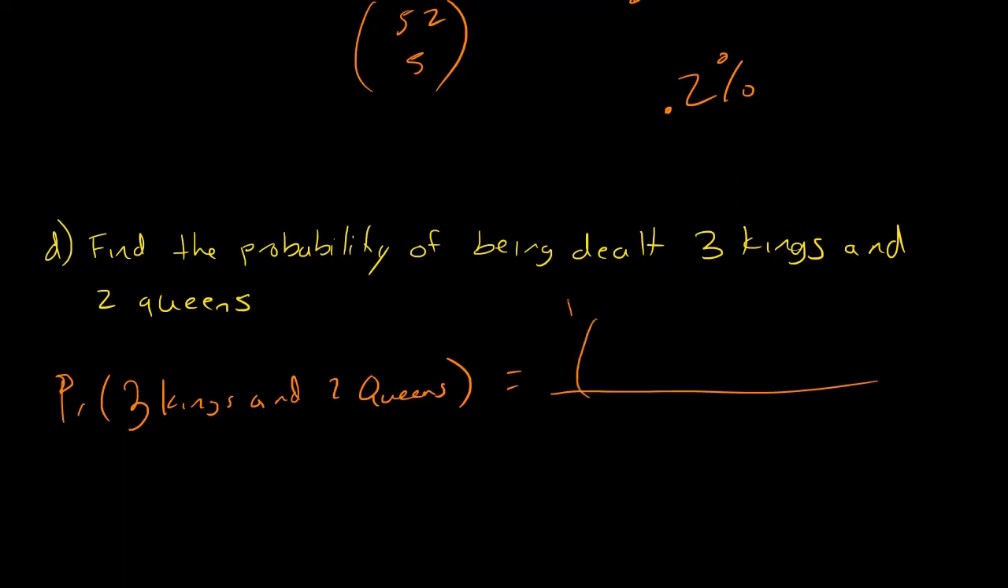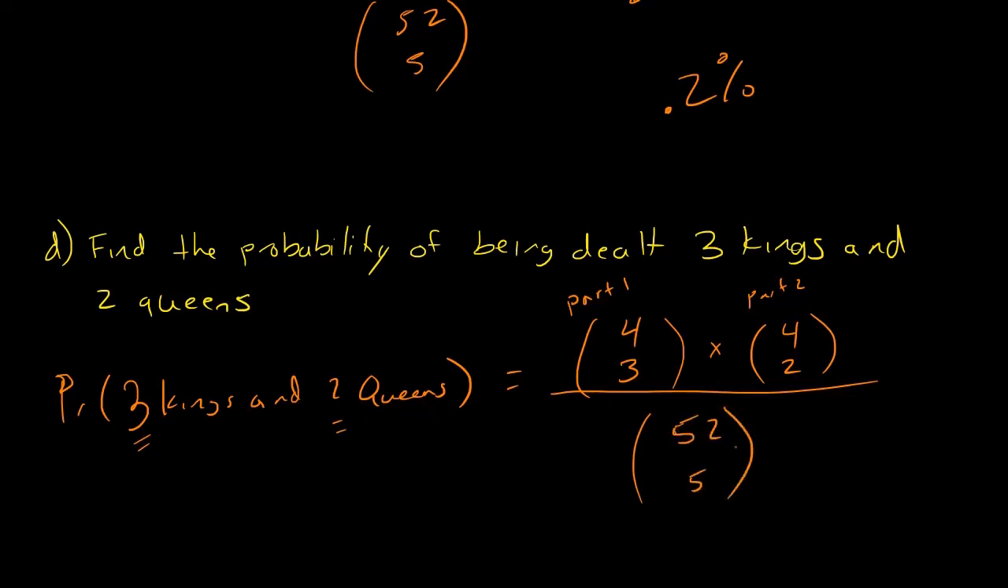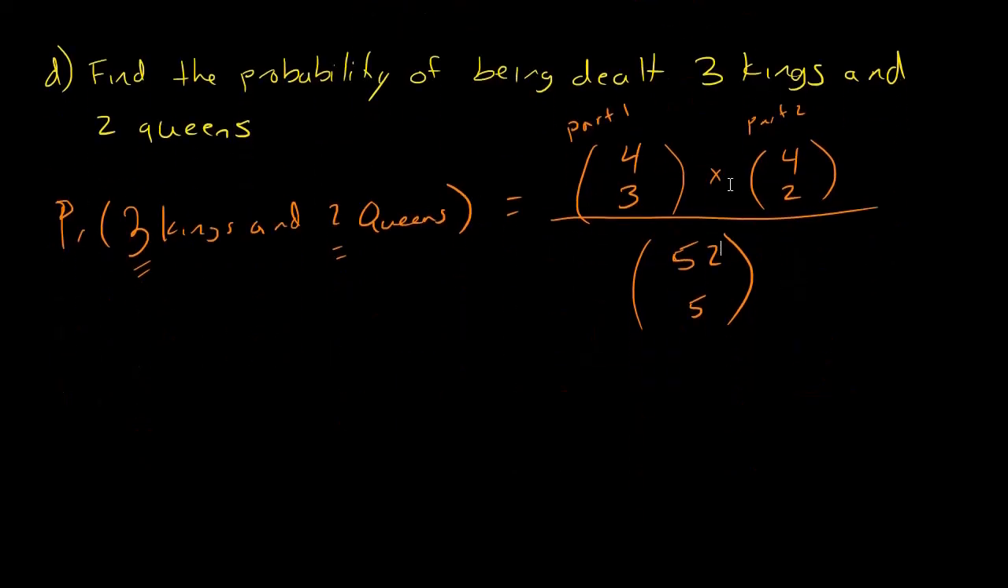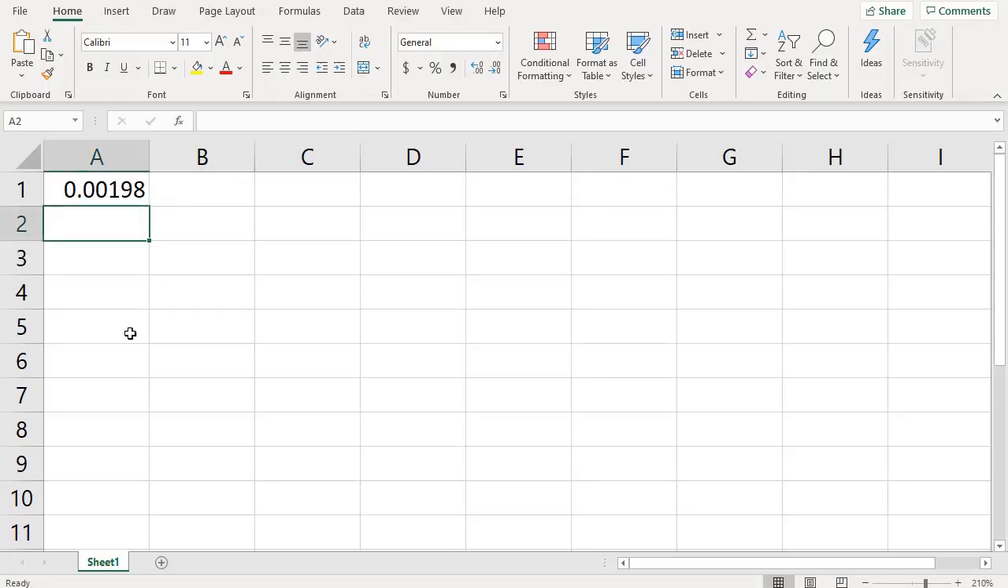So this is similar, this is a multiplication rule type part, where I have two parts. Part 1 is going to be getting that king. All right, how many kings are there? There are 4 kings in your deck, and you need 3 of them. All right, then multiply that by part 2, which is getting that queen. There are 4 queens in your deck, and you need 2 of them. All right, and then we still have those 52 cards, and we are choosing 5. All right, so once you're here, go ahead and go to your calculator and figure out what this equals.